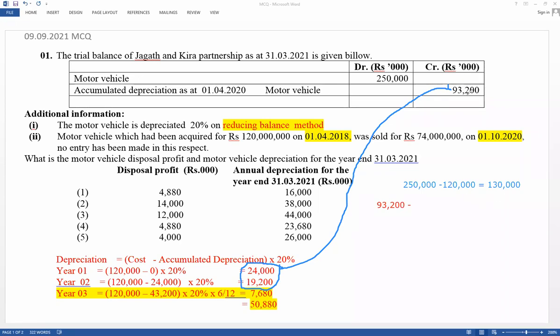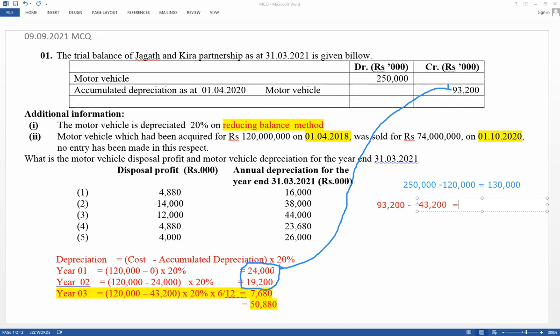Therefore total depreciation equal 93,200. From that value deduct the first 2 years' depreciation of disposal assets. Therefore here first 2 year depreciation 24,000 plus 19,200. Therefore first 2 year depreciation equal 43,200. Now what are we going to do? We are going to find the opening balance of accumulated depreciation for the remaining asset, the part that was not sold. We find the accumulated depreciation of the unsold part. Therefore this is the opening balance accumulated depreciation.